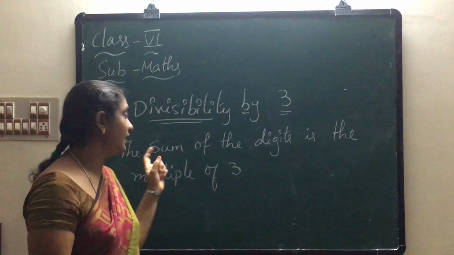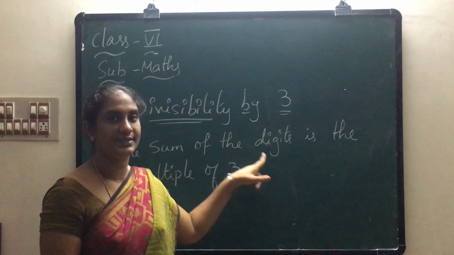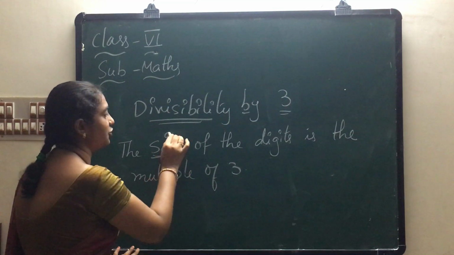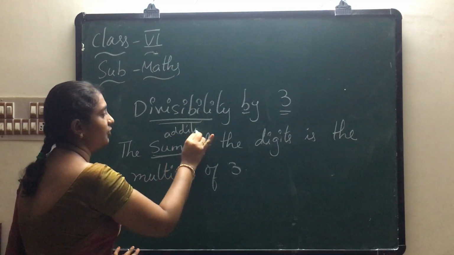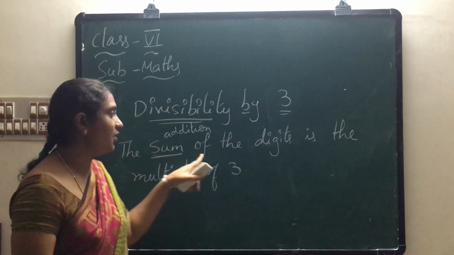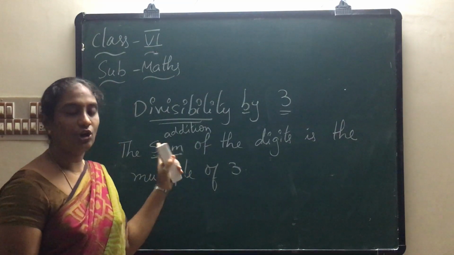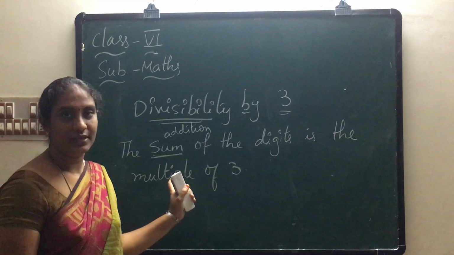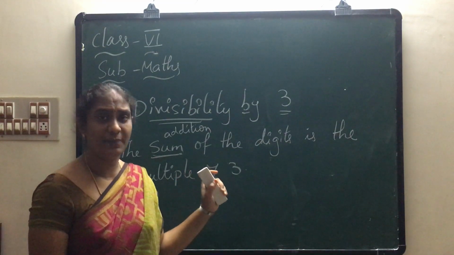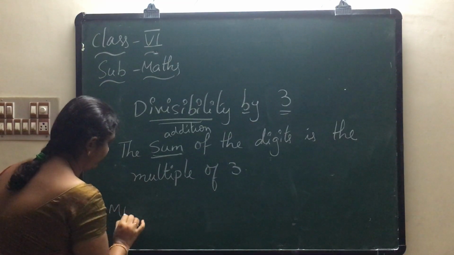Okay children, do you understand? Again I am repeating: the sum of the digits. Sum means what we have to do here? Addition. The sum of the digits is a multiple of 3. By adding all the digits we get one number. That number must be a multiple of 3. Okay children, what are the multiples of 3?